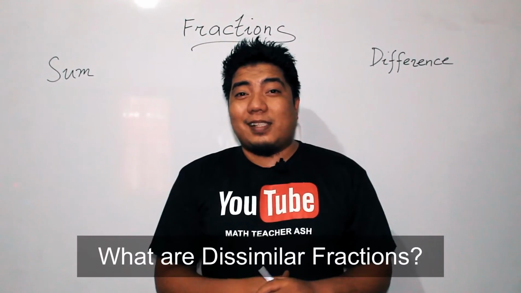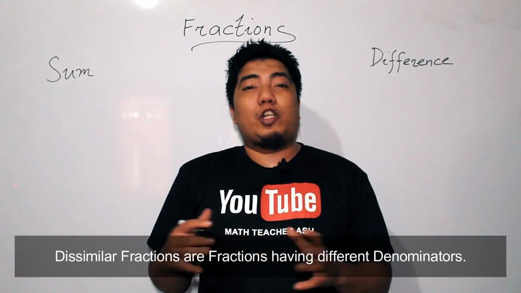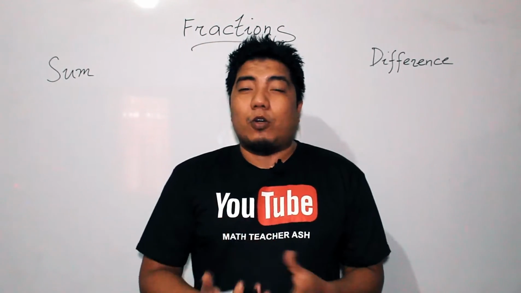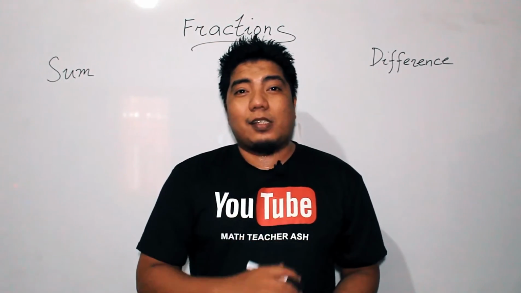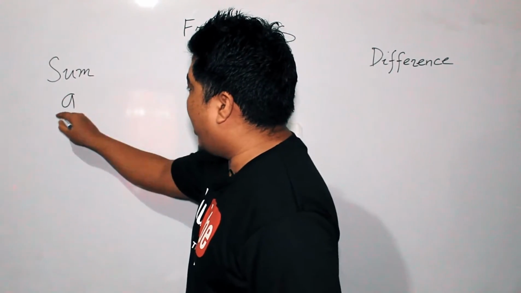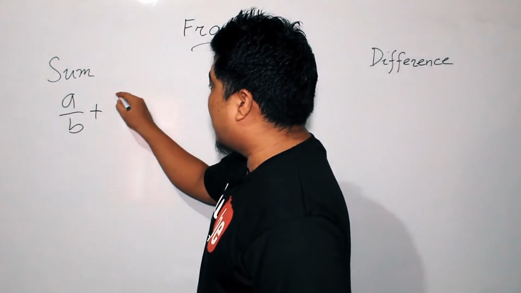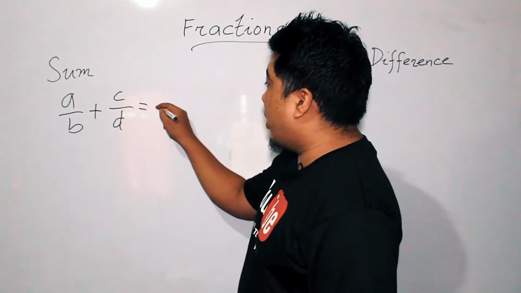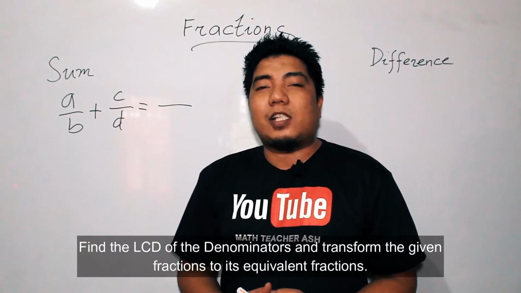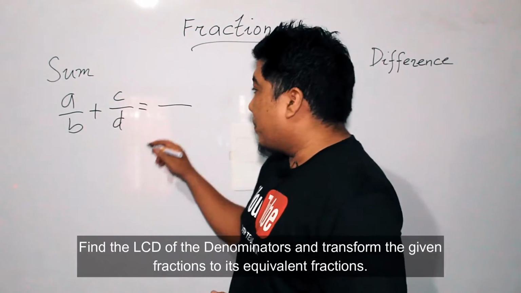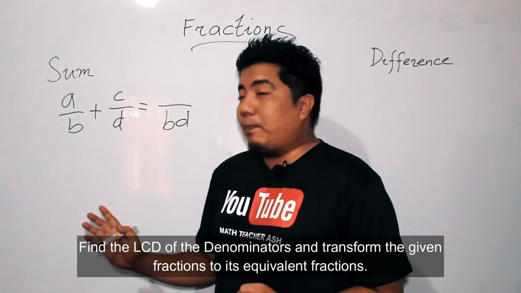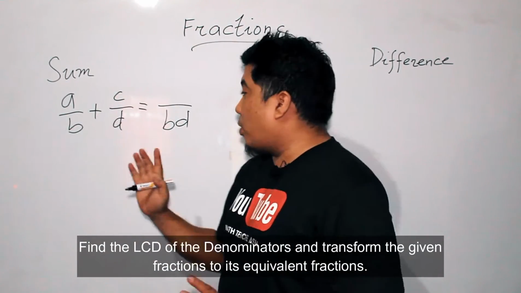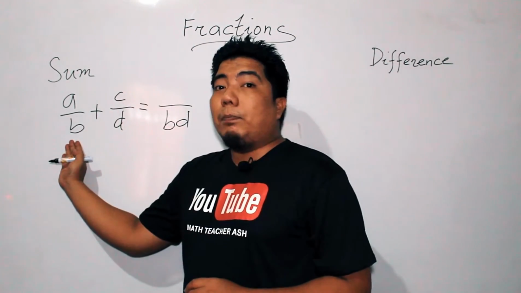Now, math learners, what are dissimilar fractions? Dissimilar fractions are those fractions with different denominators. Therefore, if we are trying to add or subtract dissimilar fractions, this is the way how to do it. Say, you have a over b plus c over d. Now, as you can see, b and d are not the same, right? So, what you will do here is you will get the LCD or the least common denominator of b and d. And that is bd. And then, this bd will be taken with an equivalent for the a over b. So, how do we do that? bd will be divided by b, okay?